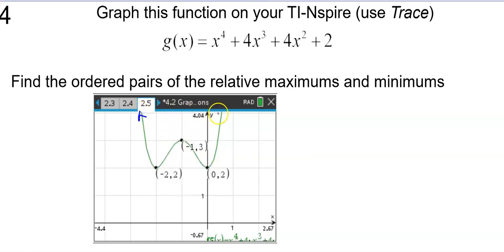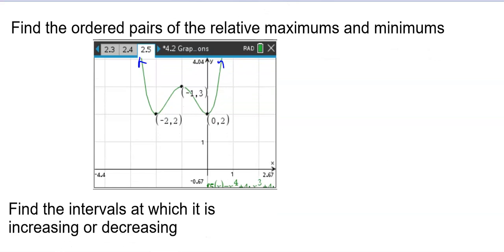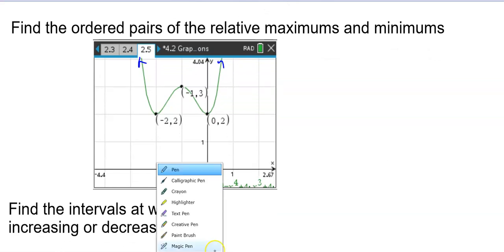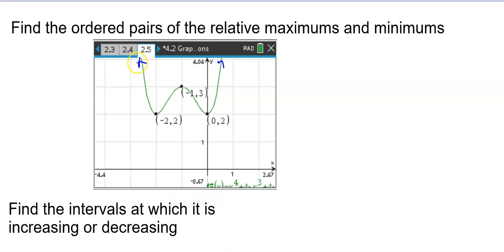You know, it goes up forever and to the right and to the left there. So these are relative maximums and minimums. So we do that first, and then the second step is really to find the intervals where it's increasing or decreasing. So you can probably see this pretty easily, but it looks like this first interval is a decreasing interval. Same thing from here to here is a decreasing interval.